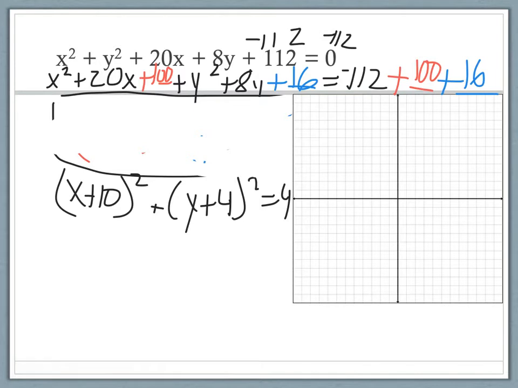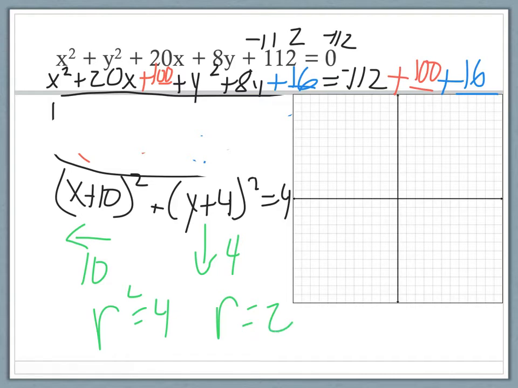Now, let's just graph this like we did yesterday, okay? This plus 10 tells me that I'm going to go to the left 10. This plus 4 tells me I'm going to go down 4. And my r squared is 4, so that means my r is going to be 2, okay? Now, let's go ahead and graph this. I'm going to go to the left 10, put my dot, then down 4.